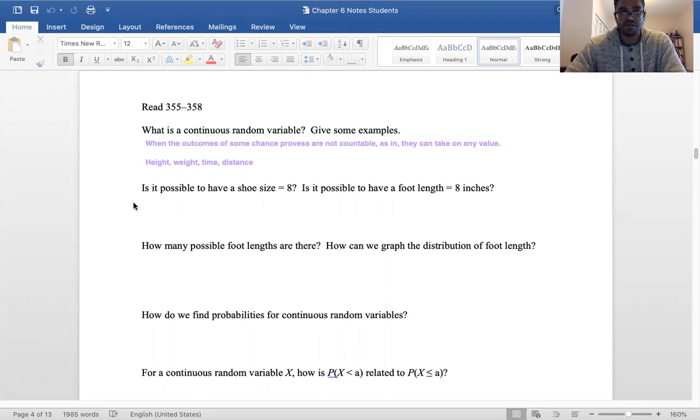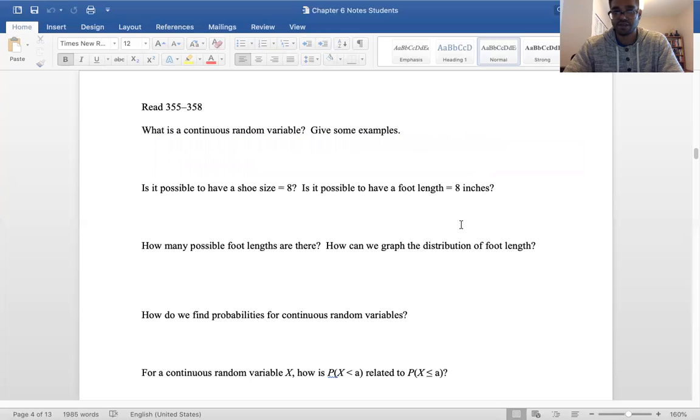Okay, so next question: is it possible to have a shoe size of 8? Is it possible to have a foot length of 8 inches? Yes, that is true, right? But now when you get to the next question, how many possible foot lengths are there? Right, there's an unlimited number of foot lengths here, right? But there isn't an unlimited number of shoe sizes, right? Shoe sizes only go by halves, right? The foot length, you could have 8.1 inches, 8.2, et cetera, et cetera, et cetera, right?